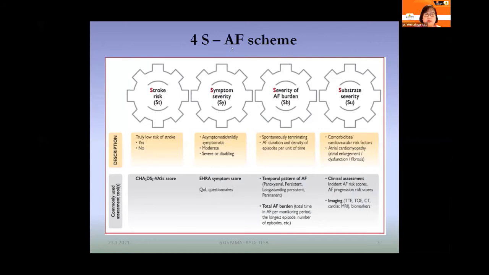This is the 4S-AF scheme that the previous presenter has already talked about. The first one is stroke risk assessment. It is very important and it is usually done by the CHA2DS2-VASc score.